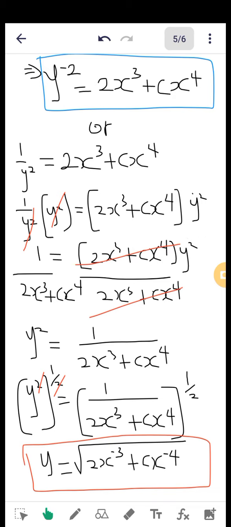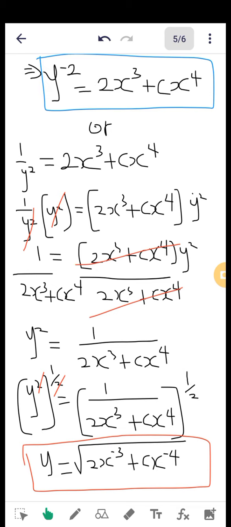Then we divide both sides by 2x exponent 3 plus cx exponent 4. So you divide both sides by 2x exponent 3 plus cx exponent 4. So you know that 2x exponent 3 plus cx exponent 4 will cancel 2x cubed plus cx exponent 4. So I'm going to get y squared is equal to 1 over 2x cubed plus cx exponent 4.